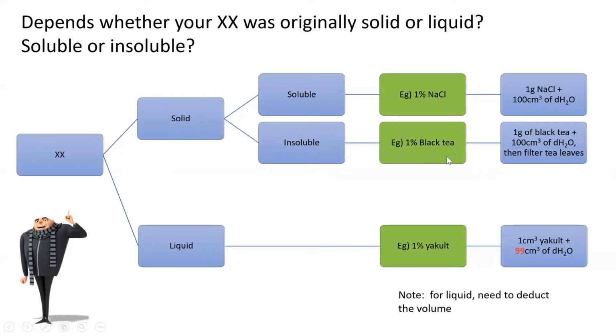Okay, the same can be applied for, let's say, pig's liver and things like that. Okay, the next one is if your sauce is a liquid. So for example, if you want to make 1% Yakult solution, what you can do is 1 cm³ of Yakult solution plus 99 cm³ of distilled water. Just one thing, if you're making the liquid, then you need to deduct the volume. So you notice that this one is 99 cm³, not 100 cm³.